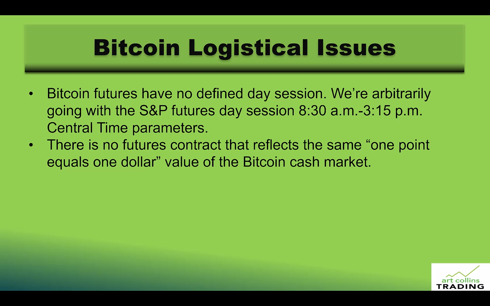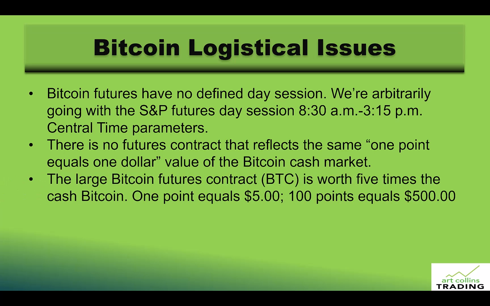And an even bigger problem is there is no happy medium futures contract, one that reflects the same 1 point equals $1 value of the Bitcoin cash market. For some reason, the exchange decided it would be really a good idea to make the futures contract 5 times the value of the cash. 1 point equals $5, 100 points equals $500.